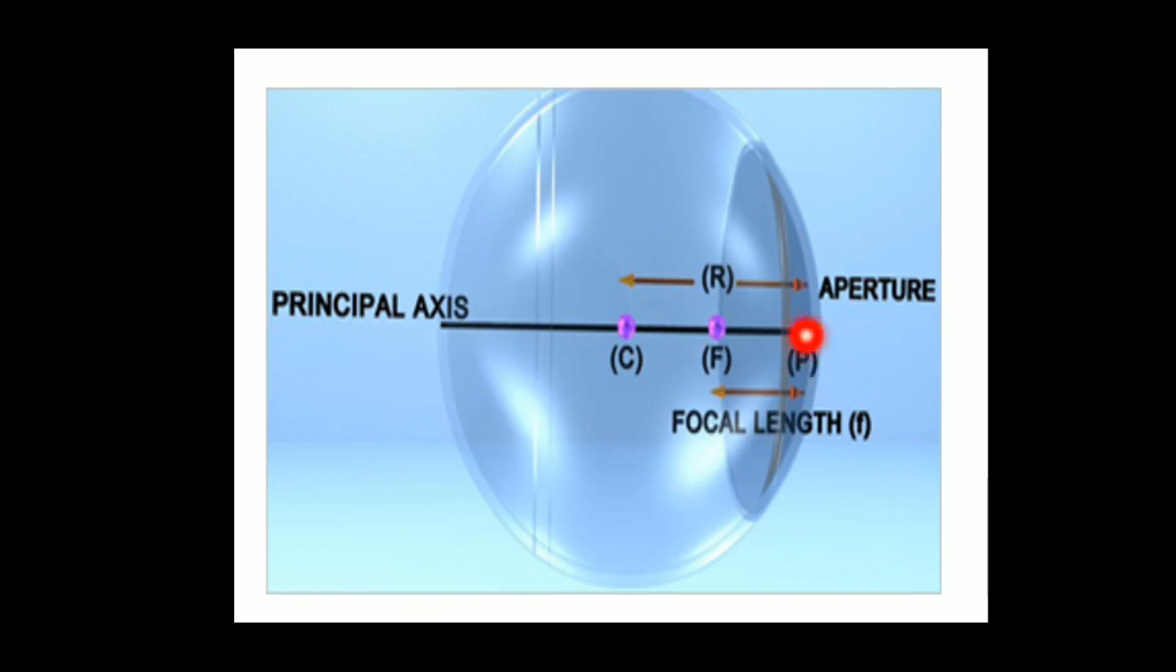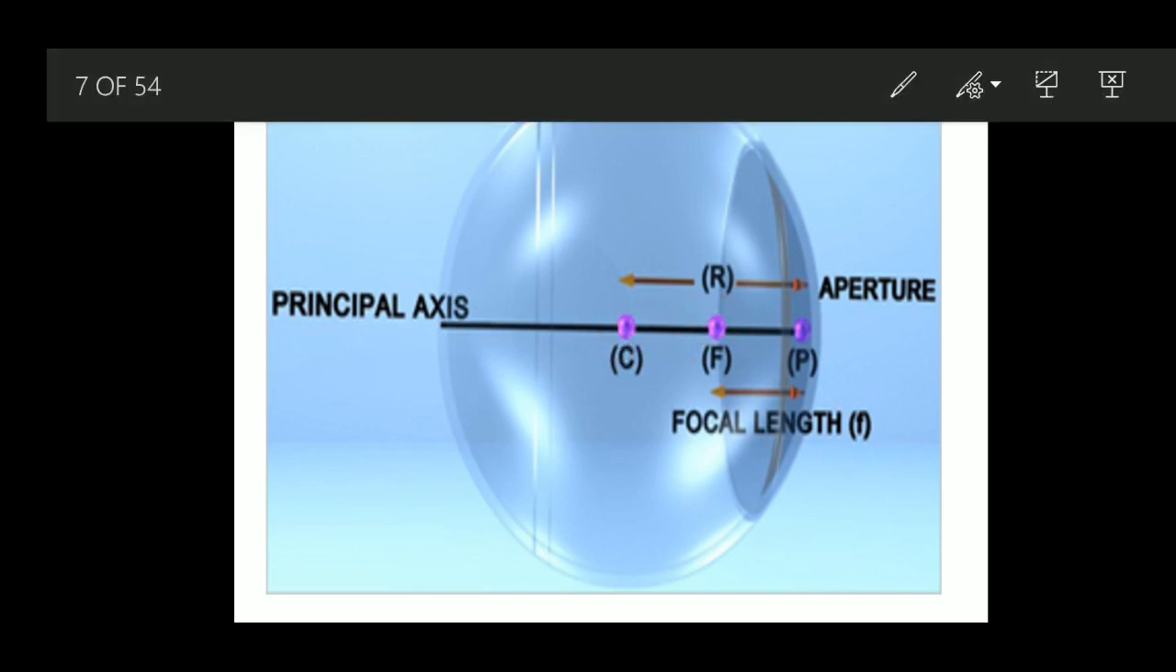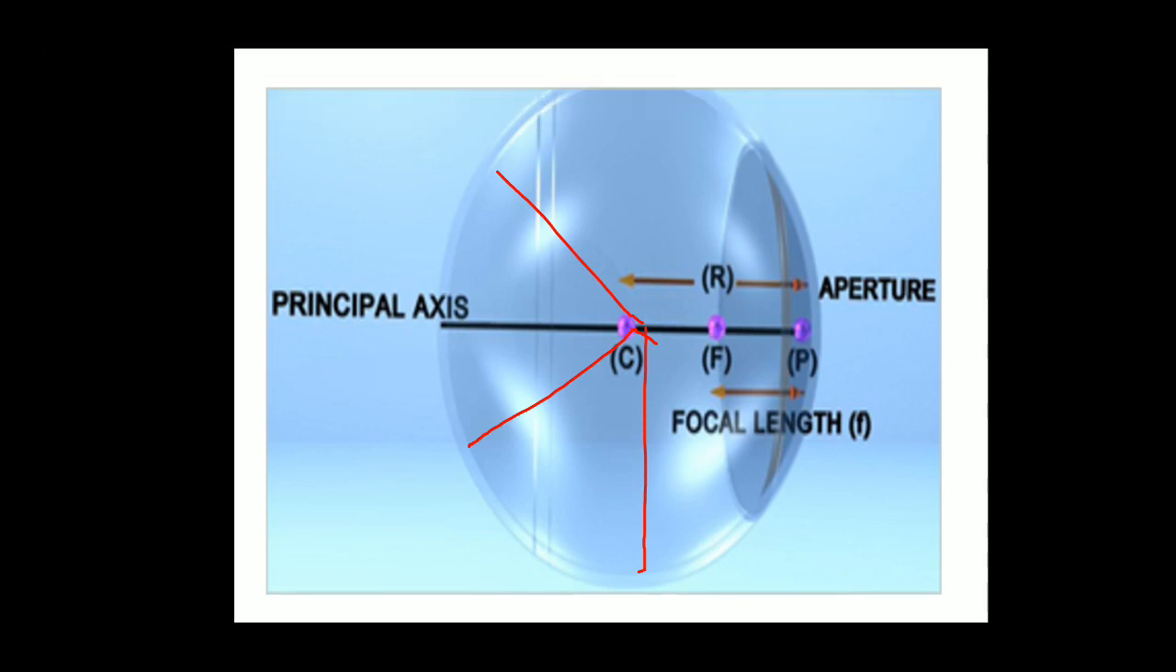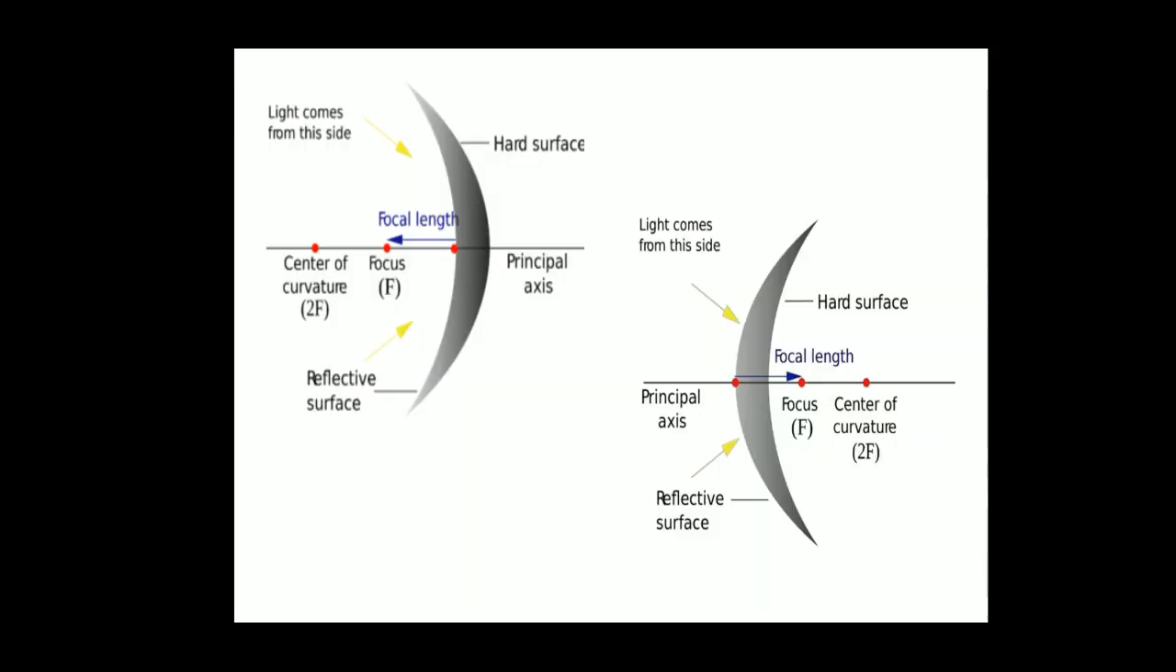And what are all the important parts we should know? One is called the pole, another one is called center of curvature. Distance between pole to center is called the radius of curvature. If I draw a line from the point C to the surface, that is called a radius. And the distance between P and F is called focal length.